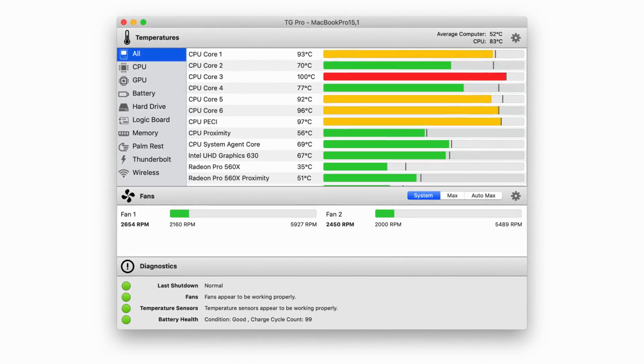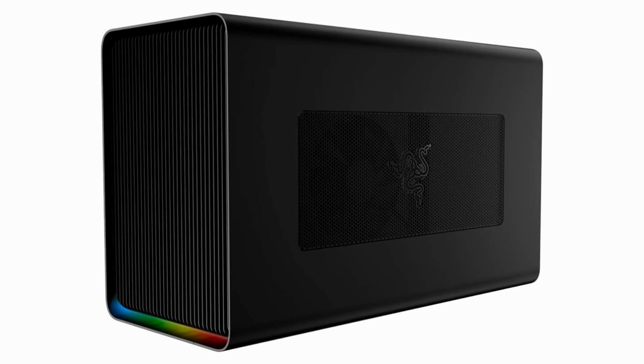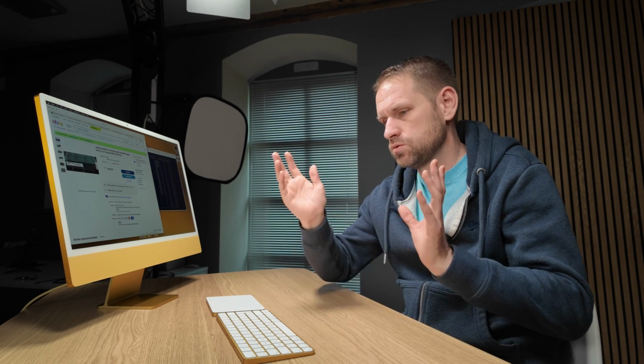I'll show you how to set up a fan curve in TG Pro. I'm going to try it with the eGPU again. I'll also try it with a Thunderbolt 4 dock using the adapter. And then I'm going to play with it for music production with Logic. And obviously we'll do some benchmarks and other things with it as well.